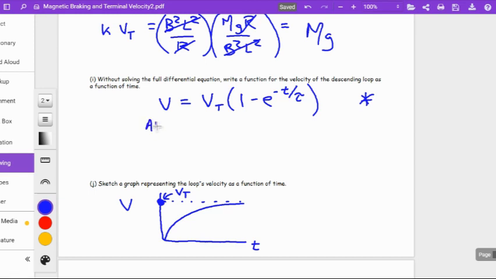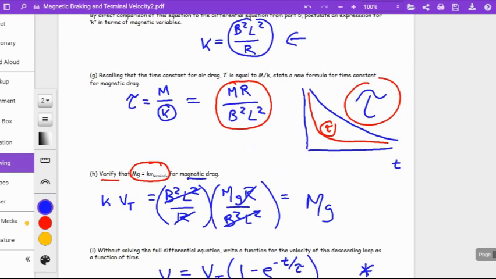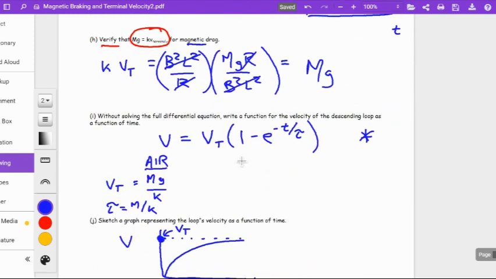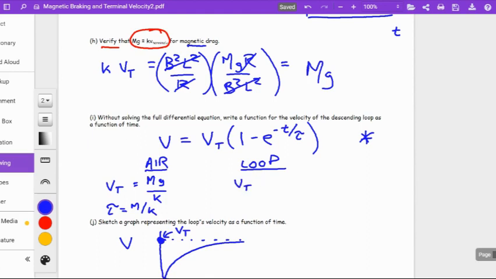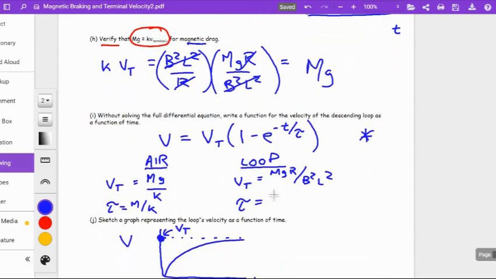Now for air, you had things like the terminal velocity is equal to mg over k. And for air, you had tau is equal to m over k. Those are things that you should recall from before. But for the loop, for magnetism with a loop, we have slightly different things happening. It's a little more complicated. That limiting value for the terminal velocity is now, looking upstairs, mgR over B squared L squared. And the tau, the time constant, is also kind of complicated. It's mR over B squared L squared.